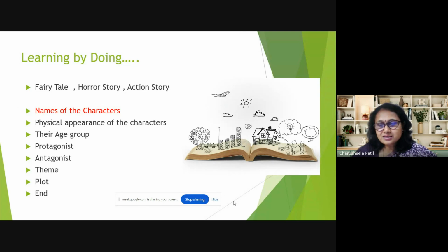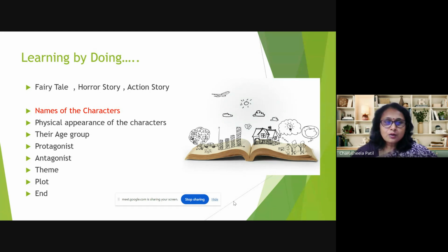Then I can ask some of the students to develop a horror story depending on this photo, or I may ask somebody to write an action story depending on this picture. So it is all about how to activate the minds of the students for writing any genre or any type of story. Now look at the names of the characters. I have purposely highlighted that because names can be anything, so your creativity begins by selecting the name of the character also.